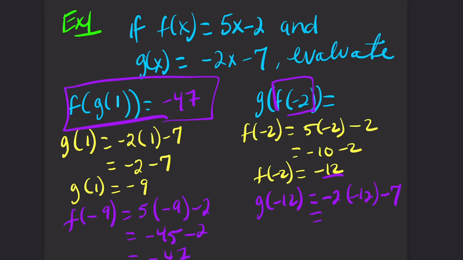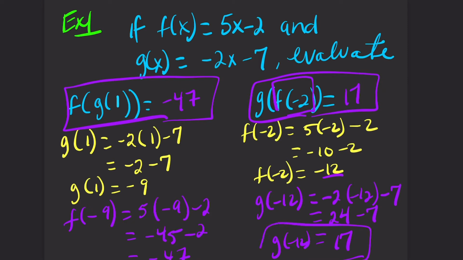So negative 2 times negative 12 is positive 24. Minus 7 is how much? 18. Let me double check. Last time I made a mistake. It's actually 17. So g of f of negative 2 is equal to 17. So make sure you don't box this answer and make sure you go all the way to the top of the problem and put it at the very beginning.